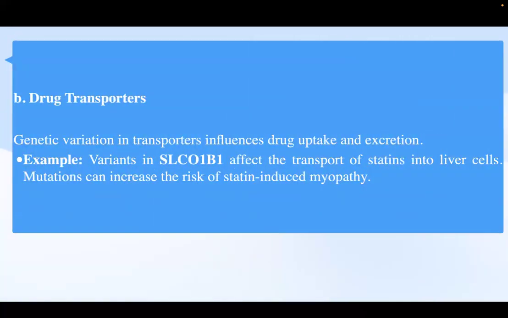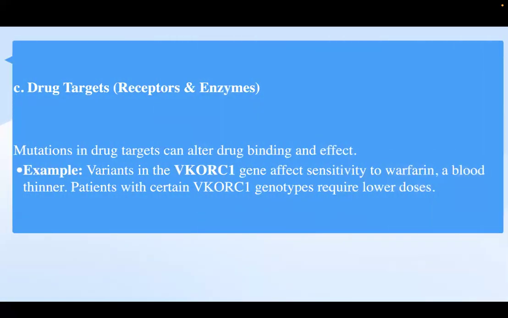Next category, transporters. For example, SLCO1B1. This is another reference book content, so I again repeat this to help you understand the various categories of pharmacodynamics. Okay, this is dynamics. So genetic variation in transporters like SLCO1B1. Statins is the example there.